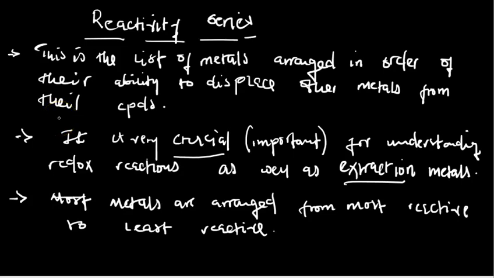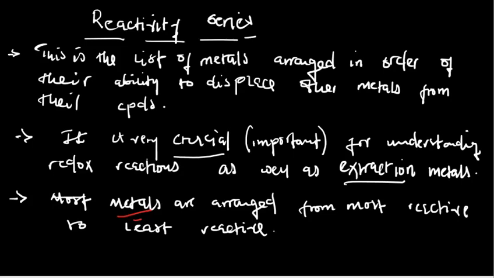Okay, I will come back to the continuation, or part 2, on the reactivity series. This is of course what we looked at as the definition. We said the reactivity series is basically the list of metals arranged in order of their ability to displace other metals from their compounds. We also mentioned that these metals are arranged from the most reactive to the least reactive metal.